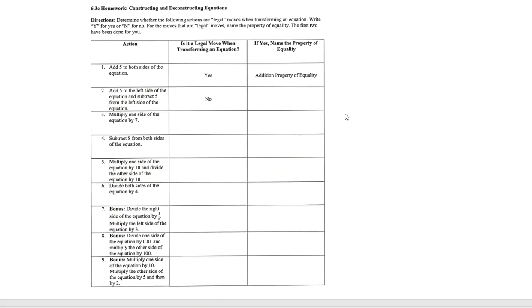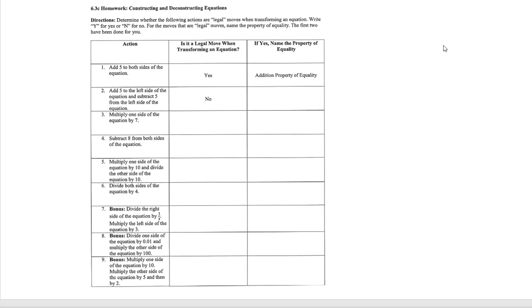Okay, so now for the next part of the activity, or the homework, it says, determine whether the following actions are legal moves when transforming an equation. Write Y for yes or N for no. For the moves that are legal moves, name the property of equality. The first two have been done for you.